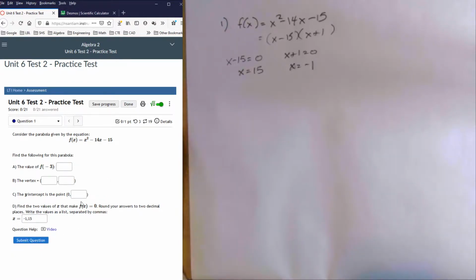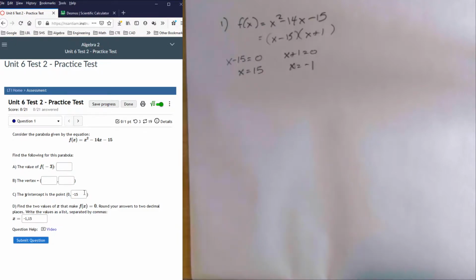Okay, the y-intercept, where the x value is 0, that's just my constant term. If I put 0 in for this, this term becomes 0, this term becomes 0, and I just get negative 15. So negative 15, so that's going to be my y-intercept.